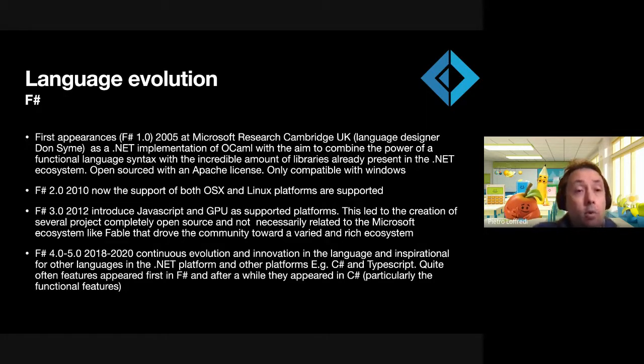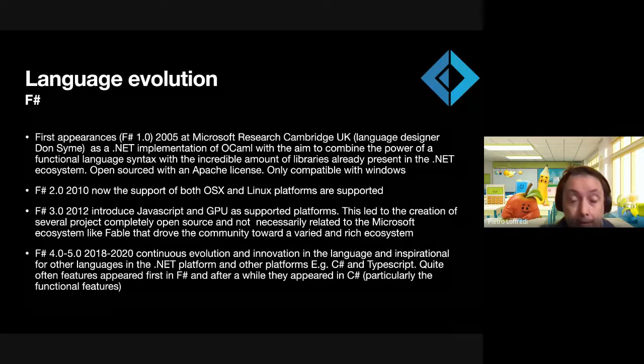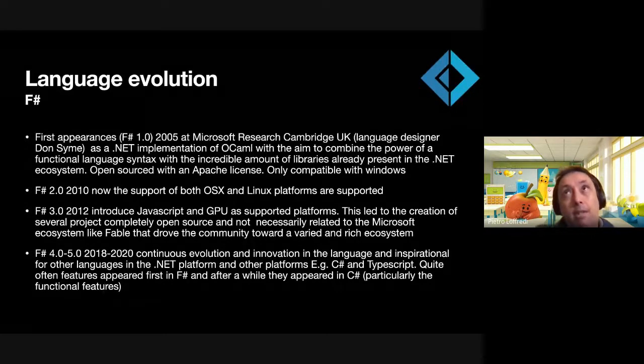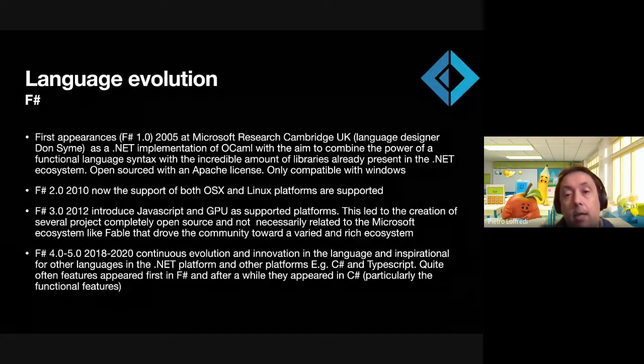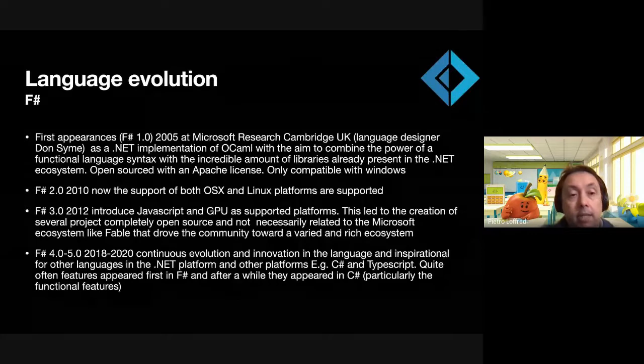Okay, first of all, the language evolution. The language evolution of F Sharp during the years. The first appearance of F Sharp was version 1.0 in 2005, developed at Microsoft Research in Cambridge, UK, by a language designer, Don Syme.